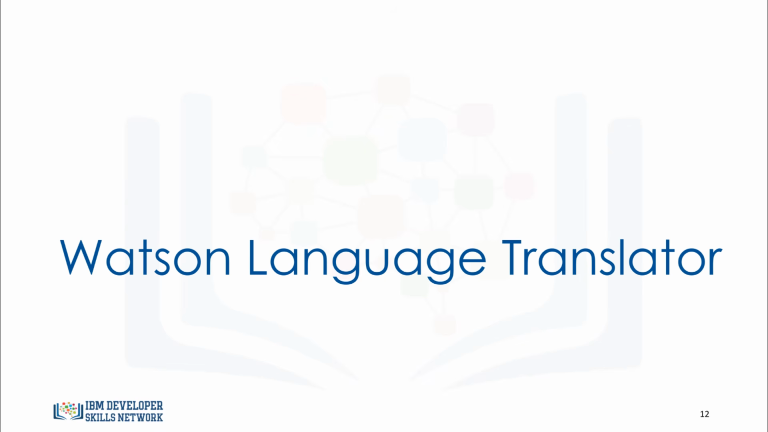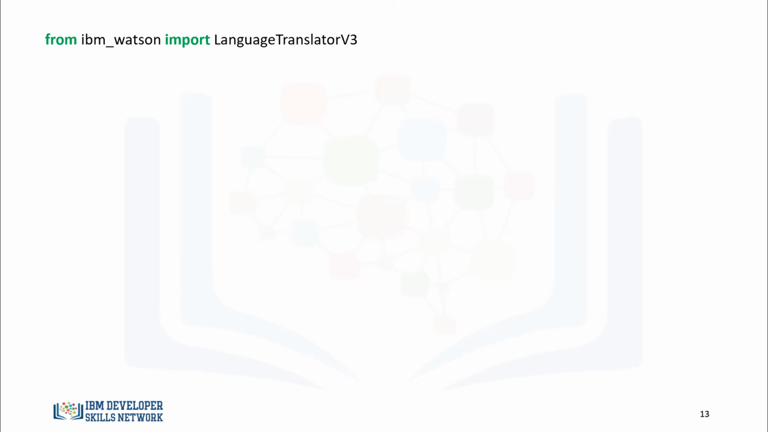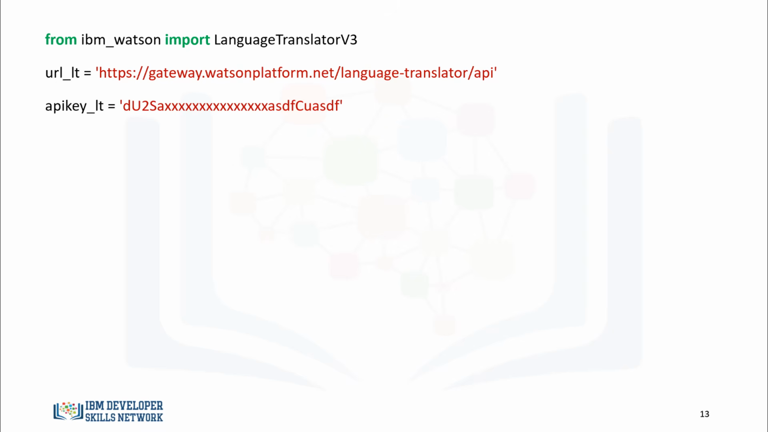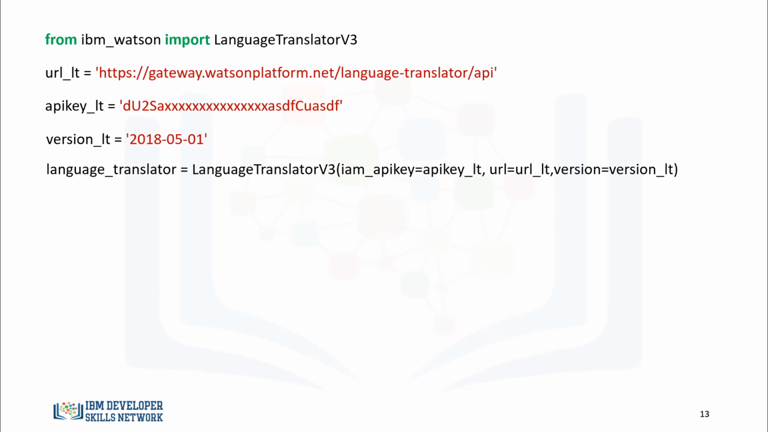Now let's see how to translate the text using the Watson Language Translator. First, we import Language Translator v3 from IBM_Watson. We assign the service endpoint to the variable URL_LT. You can obtain the service in the lab instructions. You require an API key. See the lab instructions on how to obtain the API key. This API request requires the date of the version. See the documentation. We create a language translator object, LanguageTranslator.